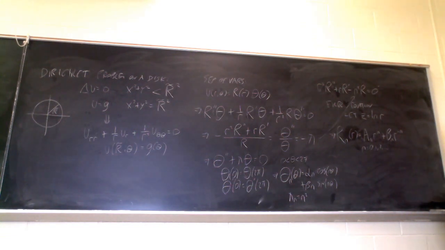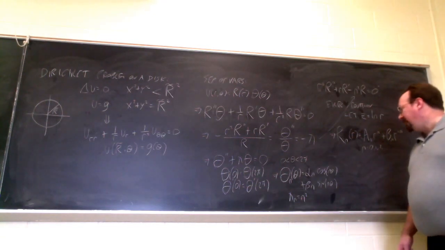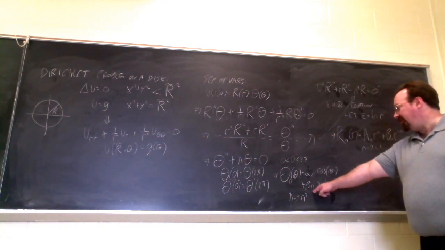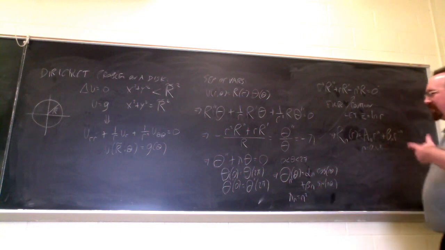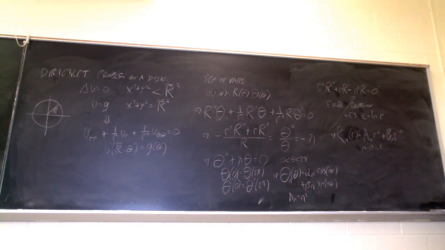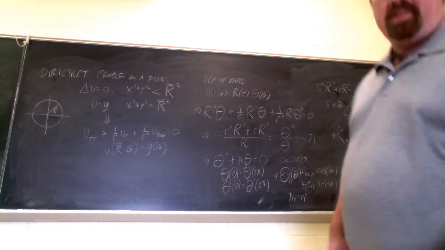So to avoid confusion, or more confusion, I'll just call these constants something else that I haven't used yet, but I'm about to use them to satisfy the boundary conditions. So be sure to change that in your notes. It's alpha n and beta n.